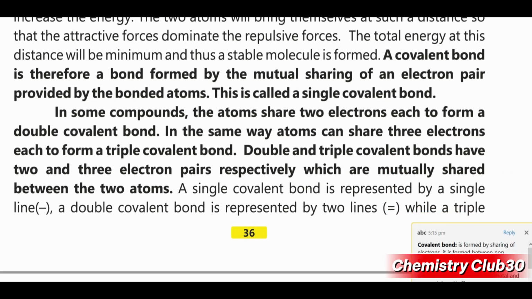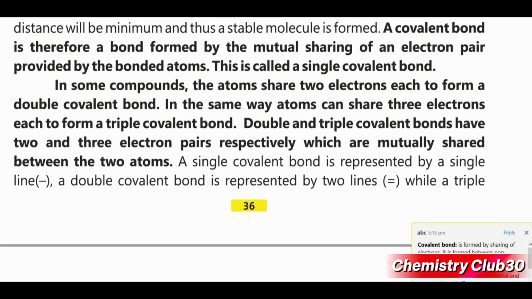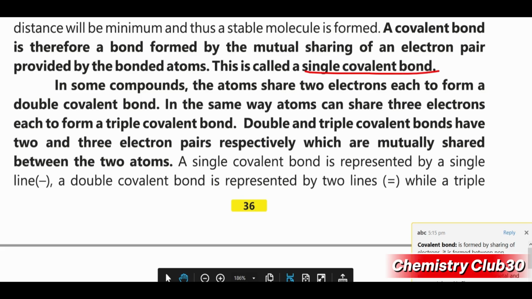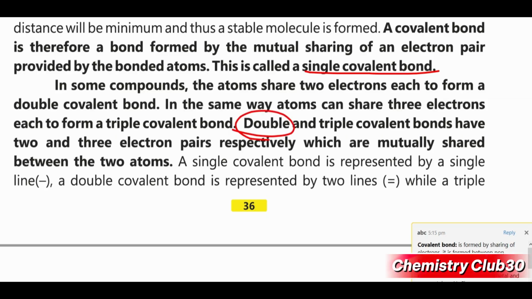And there are three types of the covalent bonds. Single covalent bond, in which a single electron pair is shared between the bonded atoms. Another type is the double covalent bond, in which each atom shares two electrons. And the third type is the triple covalent bond, in which each bonded atom shares three electrons.